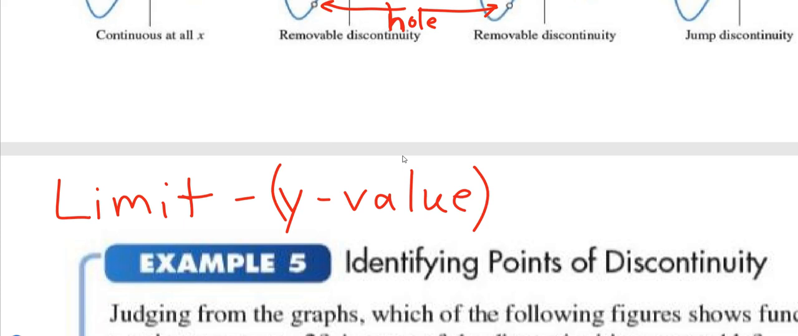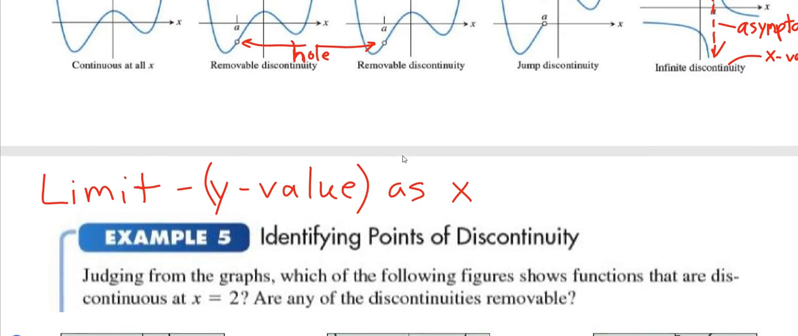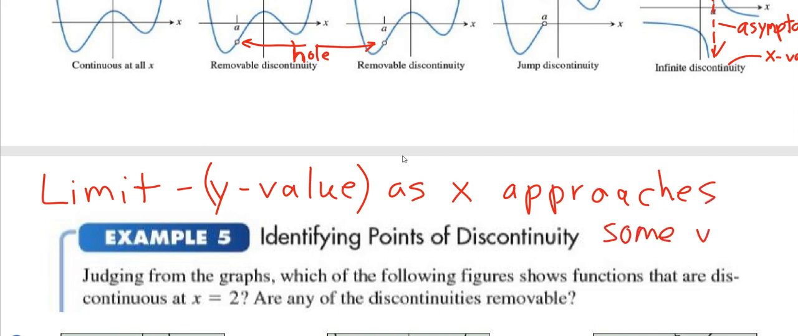It's really important that you understand this point right here. A limit is a Y value. As X approaches some value. A limit is a Y value as X approaches some value.